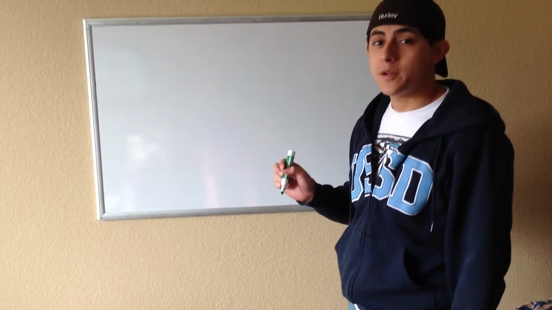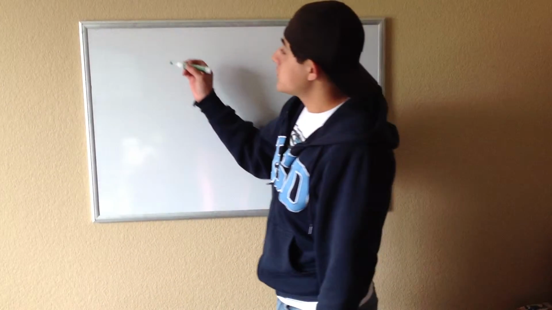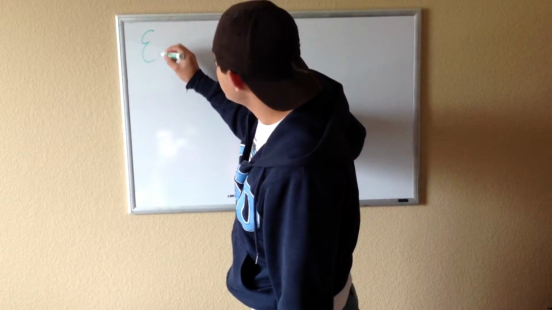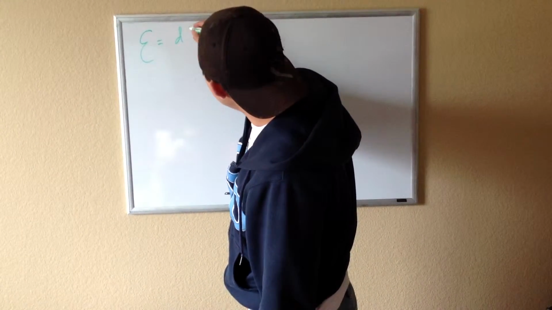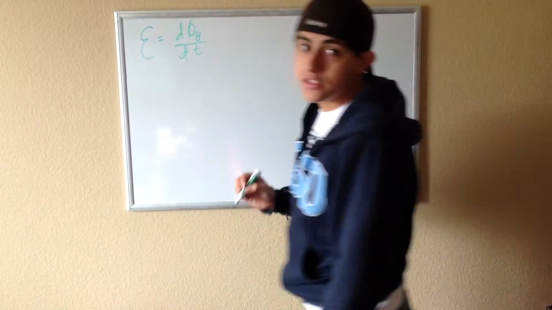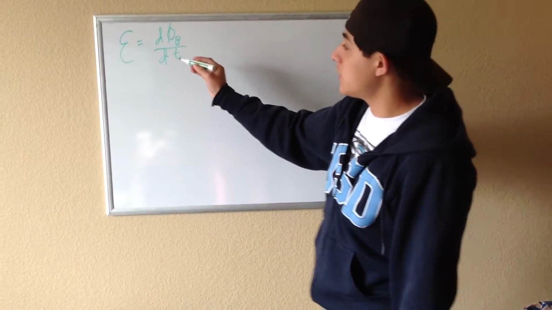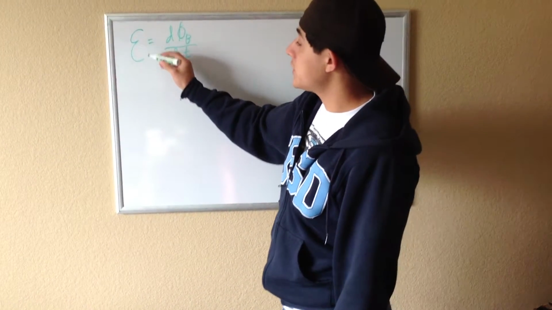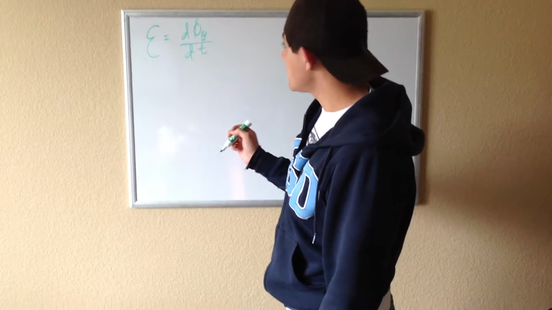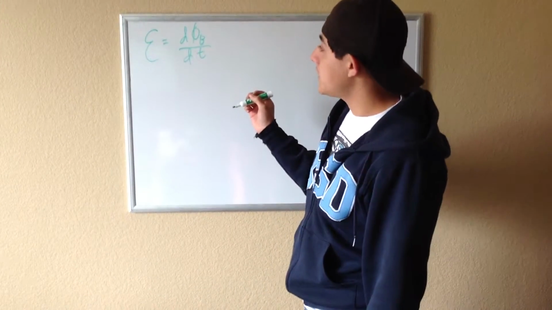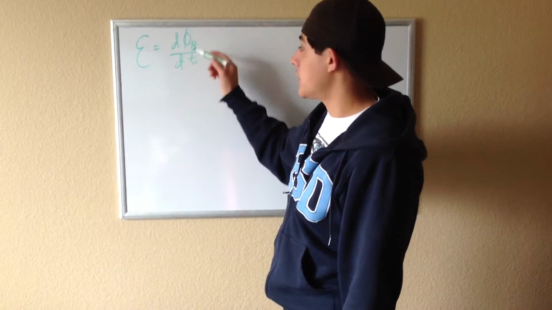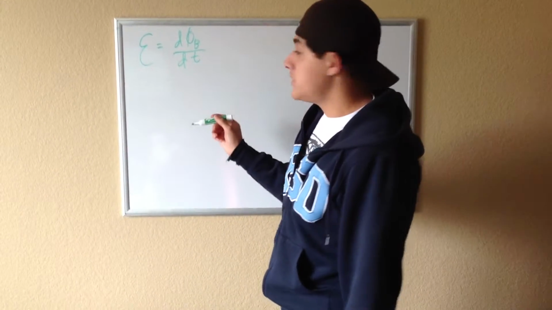Okay, so I'm going to talk a little bit about induction today. I'm going to give you the equation first, which is induced electromotive force equal to the change in flux divided by the change in time. This is what we call induced electromotive force. The easiest way to explain it is that the only way to make an electromotive force is to change the flux. There's a couple of different ways you could change the flux.